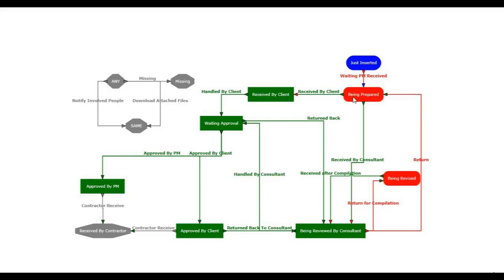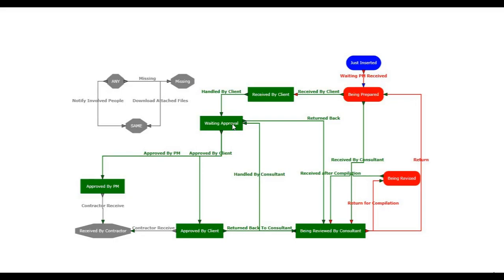If there is no action that will take it from being prepared to waiting approval, it means you cannot go to waiting approval directly. You have to pass through this one, then go to waiting approval. Oh, there is another way to go to waiting approval, from here, you see. If you go from being prepared to being reviewed by consultant, the consultant can review it, then handled by consultant, so it's waiting for approval.